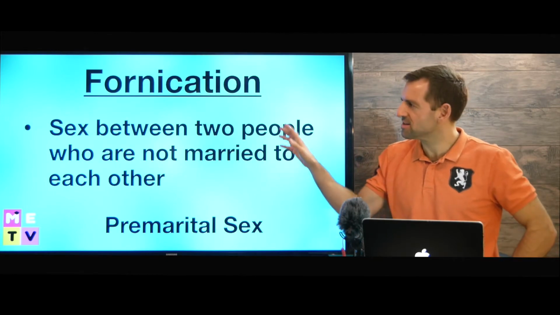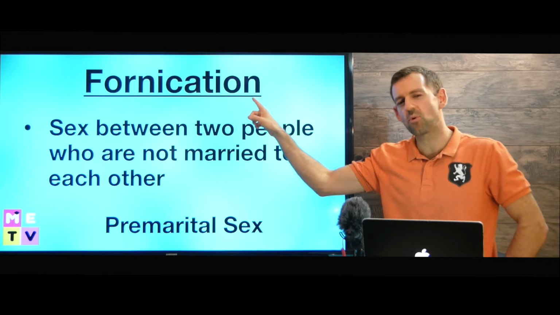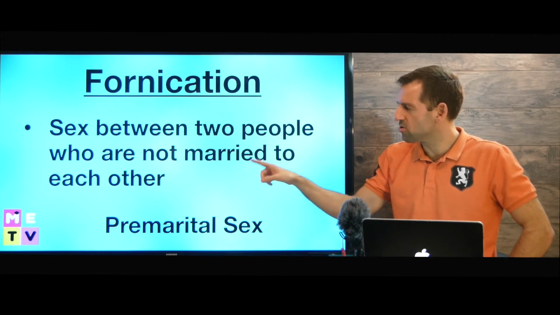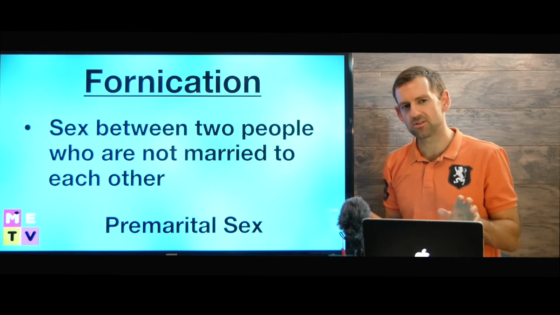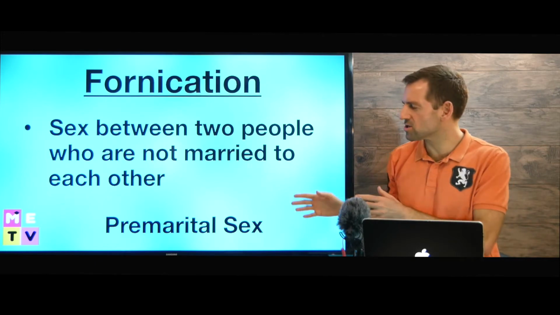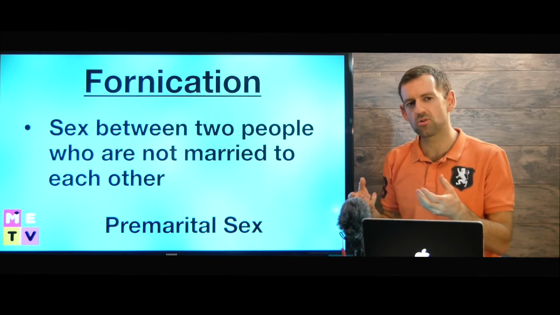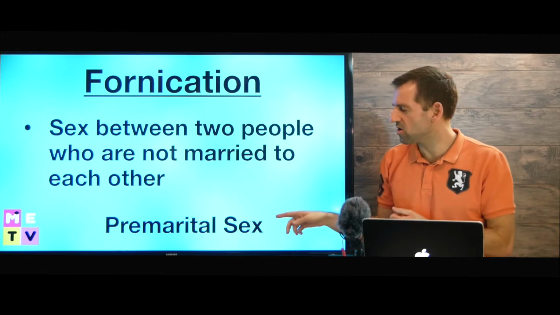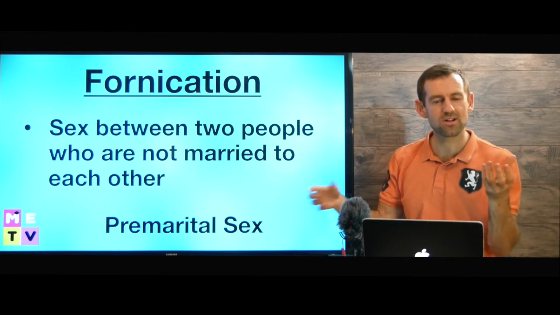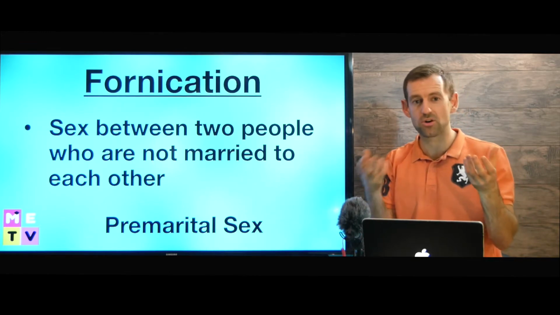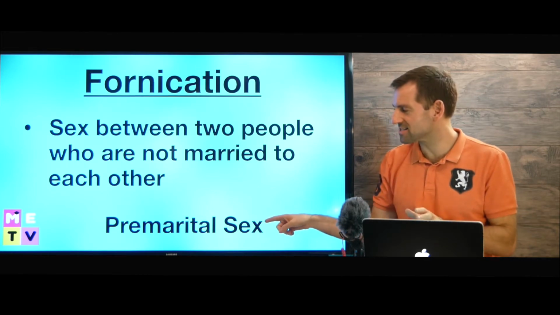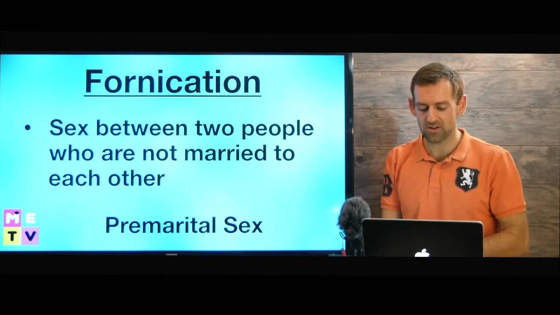Now there's a very similar crime called fornication. That means sex between two people who are not married to each other. So it's almost exactly the same as adultery, but it could also include two people who have never been married. We call that premarital sex. So if a boy in high school and a girl in high school have sex with each other, that's called premarital sex, right? They haven't been married yet.